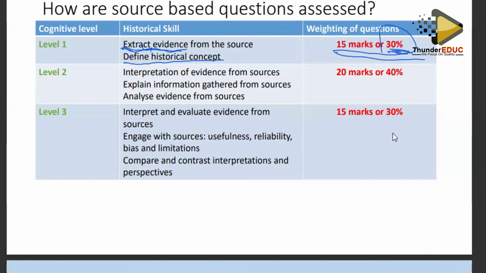The weighting of these questions is 20 marks out of 50, which is 40%. So level 2 questions contribute 40%, which means that out of the 40%, an average learner can also score better marks in that level, given that they're not very difficult questions. Then from level 2, we move on to level 3, which is interpretation and evaluation of evidence from sources.